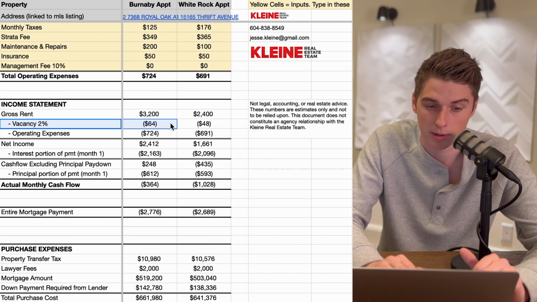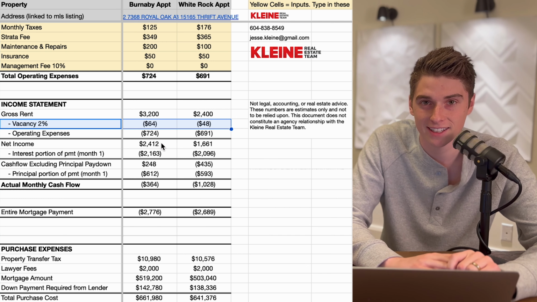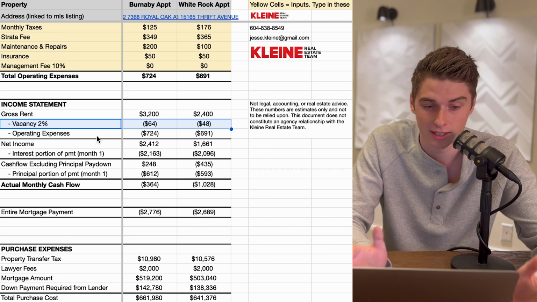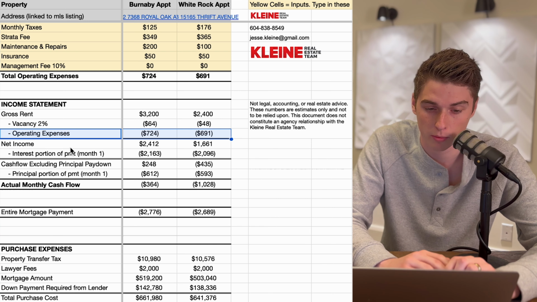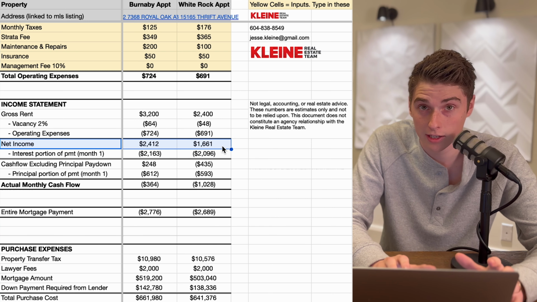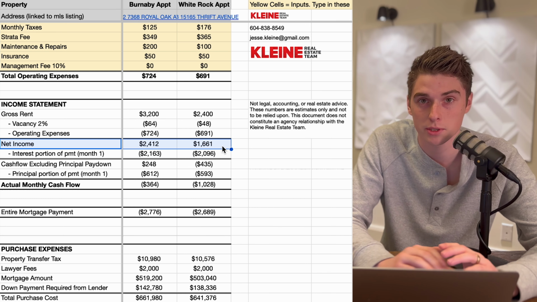So after our vacancy, now Vancouver vacancy, is it really 2%? It's more like 0%, but we'll say if you have a month where you miss rent, that can contribute to your vacancy there. And then your operating expenses, which we inputted here, we'll take that off of our rent to get our net income. And based on our net income, we're going to subtract the interest portion of that, and that's how we're going to get our principal pay down, which we discussed last time.